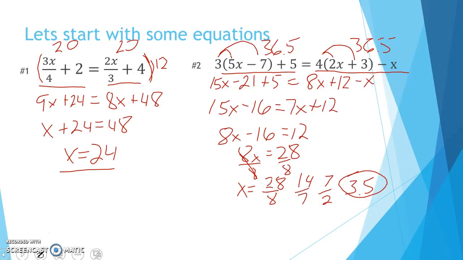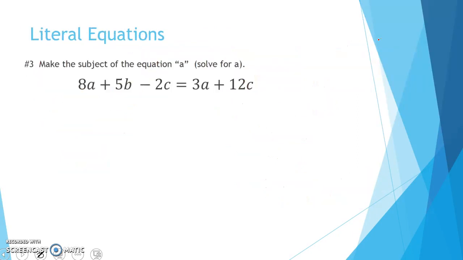Let's take a look at another type of problem that we worked on yesterday, and that is solving a literal equation. Here we're going to get the a in this equation by itself. The problem is that there are 2 of them. So I need those a's on the same side of the equation. What I'm going to do first here is subtract 3a, so it's on the same side of the equation as the 8a. And if I take 8a minus 3a, that's just 5a. And then these 3a's cancel. At the same time, I'm going to subtract 5b from both sides, and I'm going to add 2c to both sides.